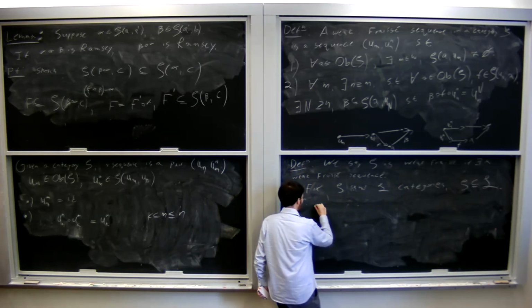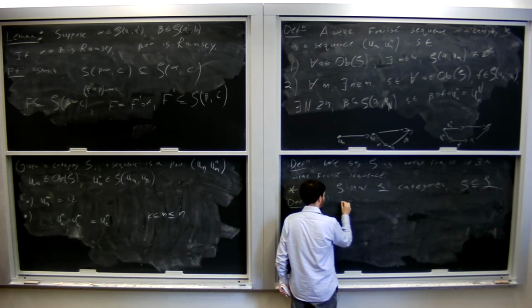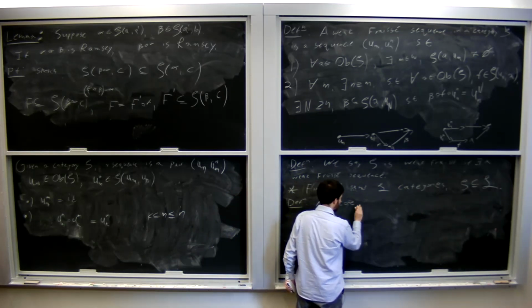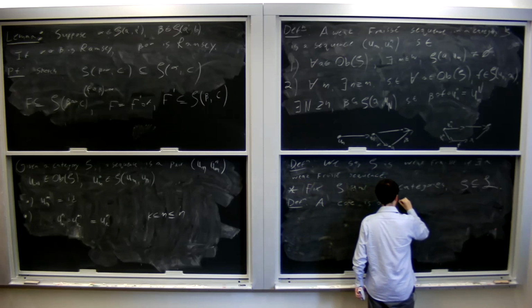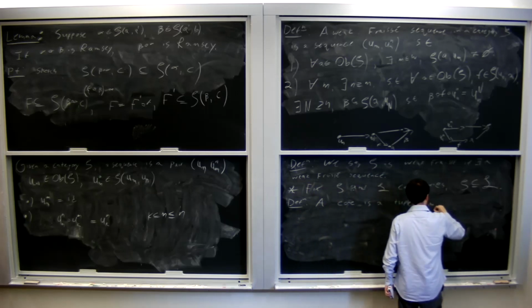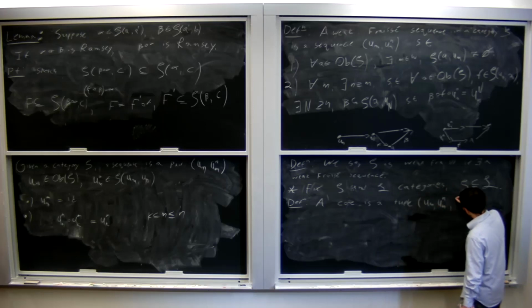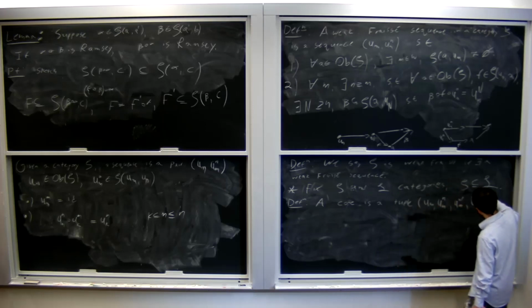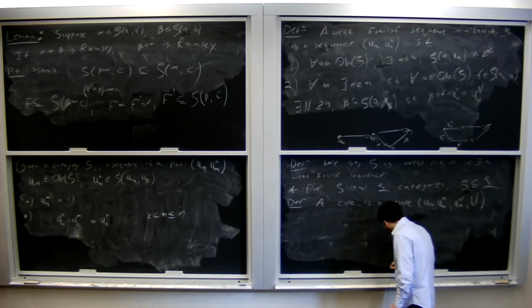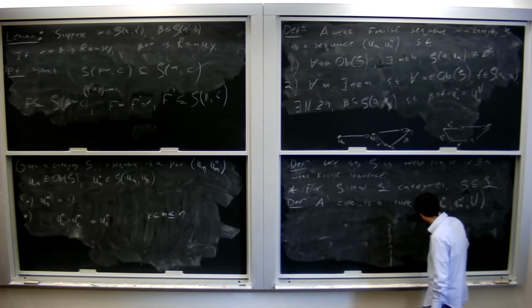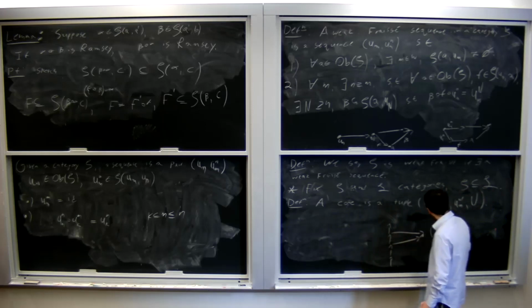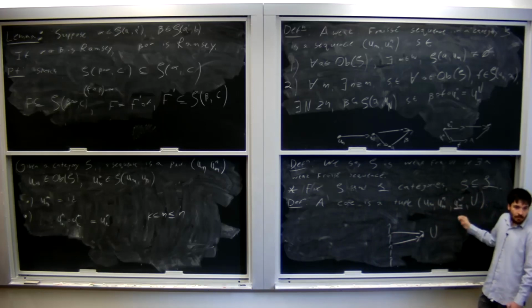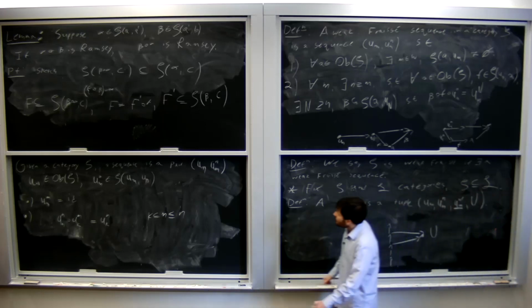So, cone. A cone is a tuple (U_MN, U_infinity). Just draw this quick. A cone is a sequence, and then some special limiting object U, and then you're embedding arrows into U. Okay, that's a cone.